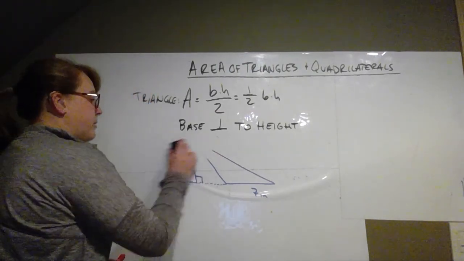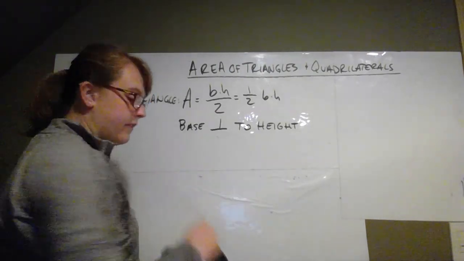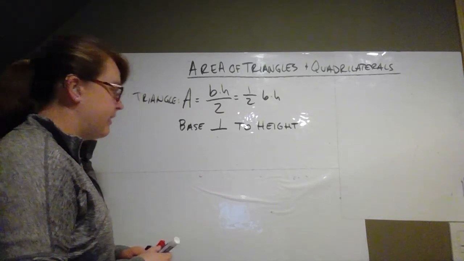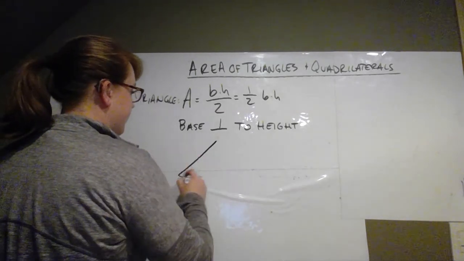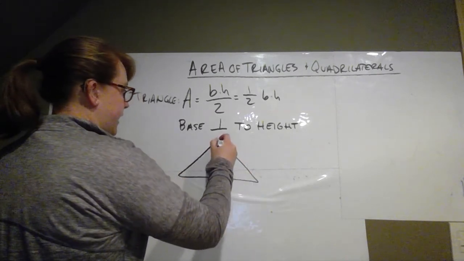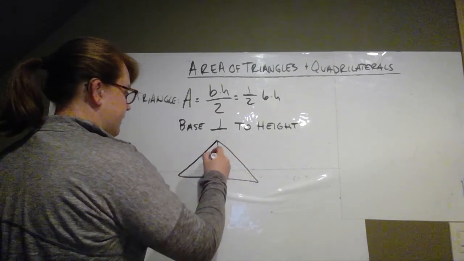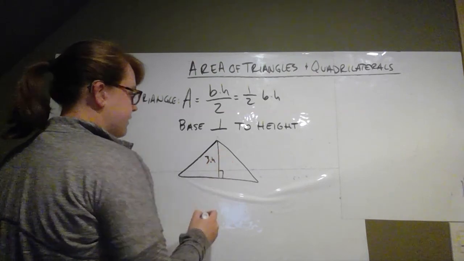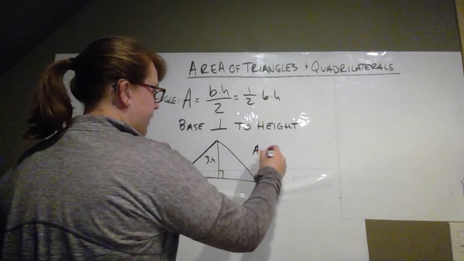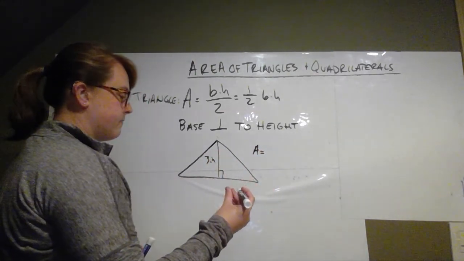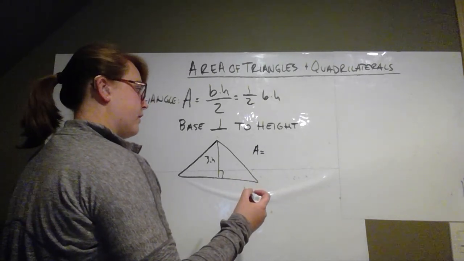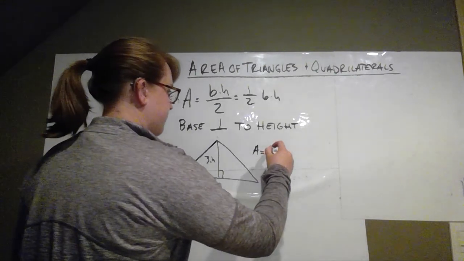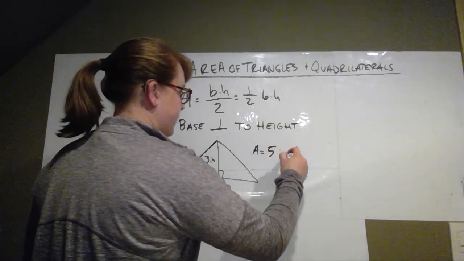One other type of problem that you might be asked to do with a triangle is you might be given the area and one of the measurements and asked to find a different measurement. So let's do one of those really quick. Let's say I know that the height is 3 inches, and I know the area is, let's go with 5 square inches.